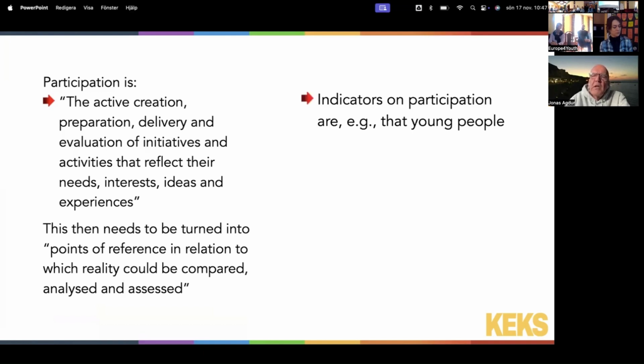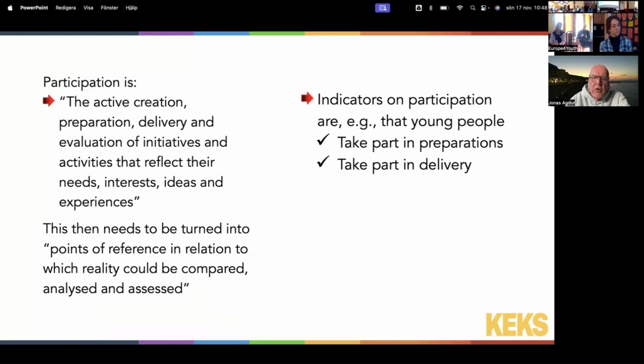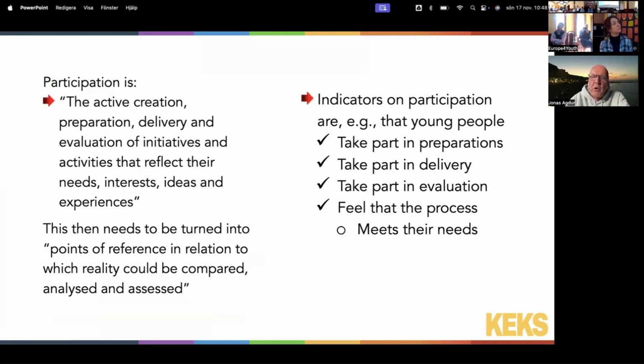Indicators on participation are, for example, that young people take part in preparations. Are they taking part in preparations or not? That they take part in delivery. Are they actively delivering youth work? Do young people take part in evaluation? Do they feel that it is their process? They are not just helping youth workers to run a youth center, but it's actually their process that meets their needs. Does this activity meet your needs?